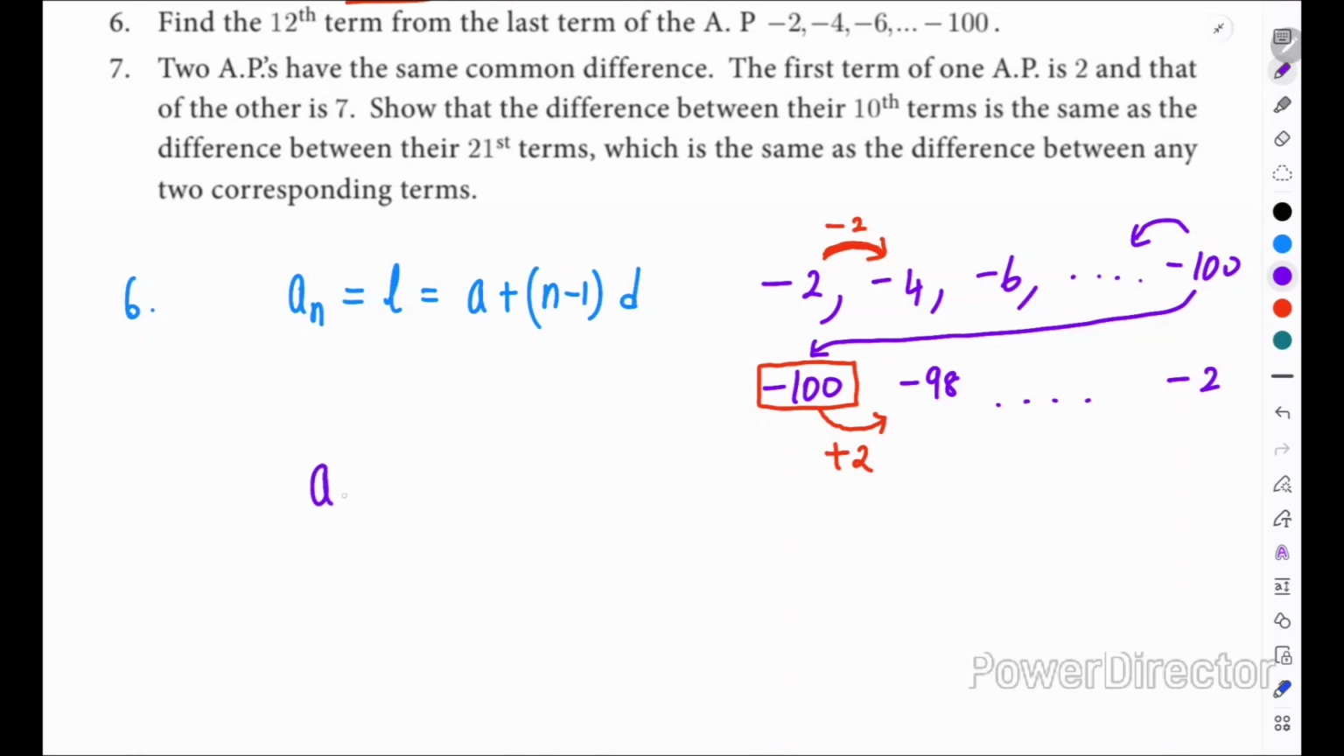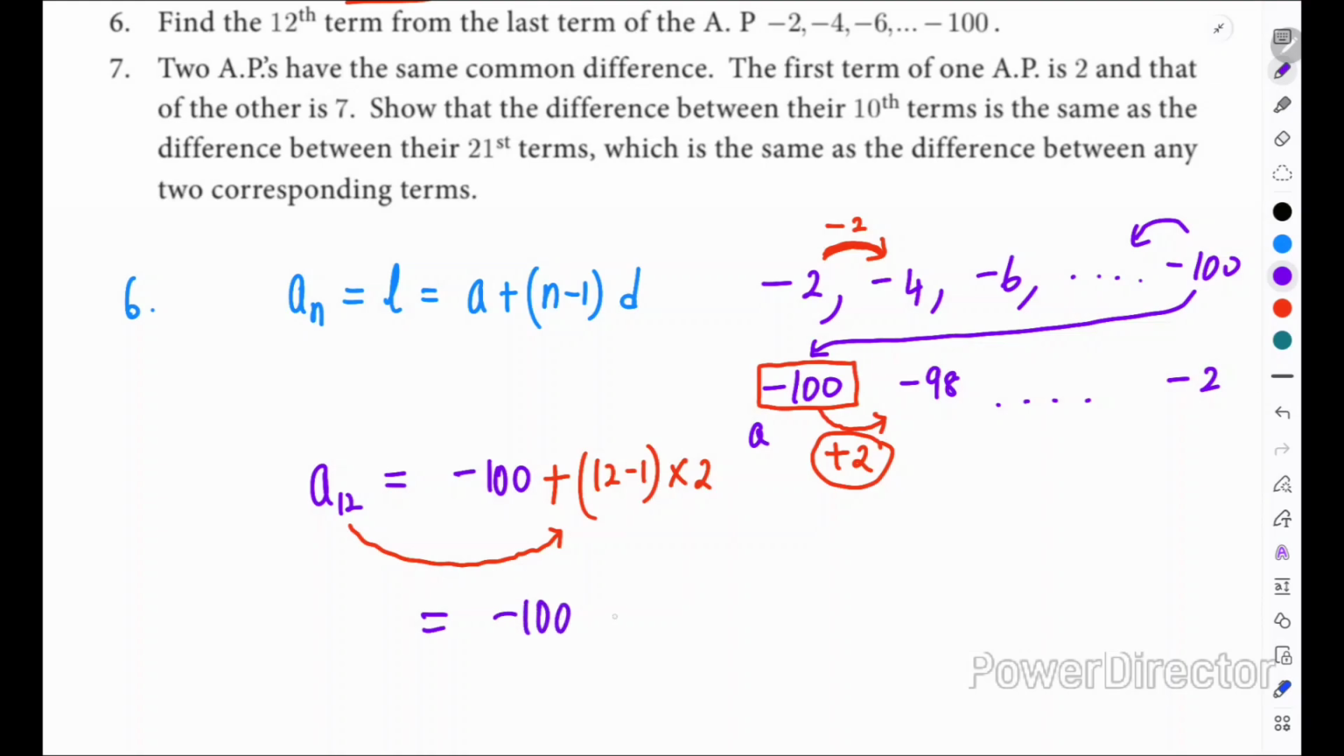So a12 is nothing but a, which is my -100. This is my a. And what is the common difference? I'm going to use the common difference as +2. And what is the value of n? n is nothing but 12. So 12 minus 1 into 2. My answer would be -100 plus 11 into 2, which is 22. So you should do the subtraction correctly. You should be getting -78. Yes.